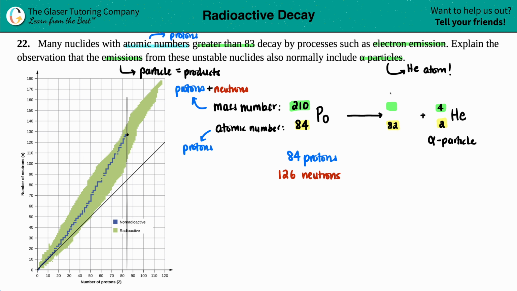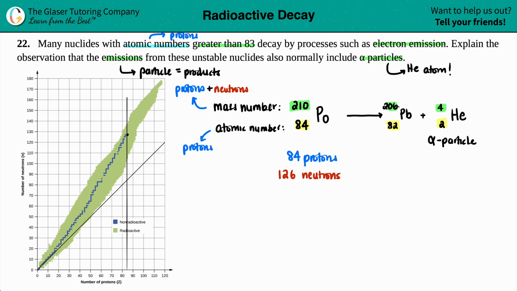And then what's going to happen to my top number? 210 equals what plus 4? Well, I just have to basically subtract 4 from this, right? So this would be 206. And then always know that your atomic number is who the atom is. So as I'm looking on the periodic table, polonium is 84, always.